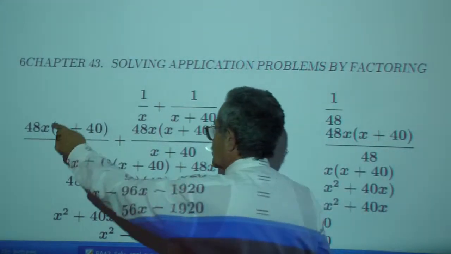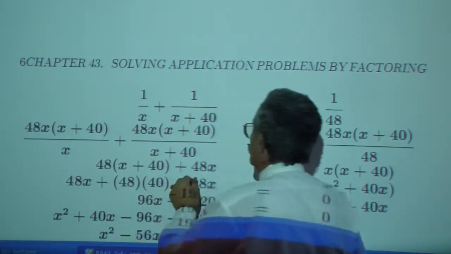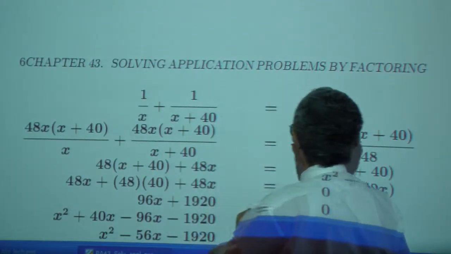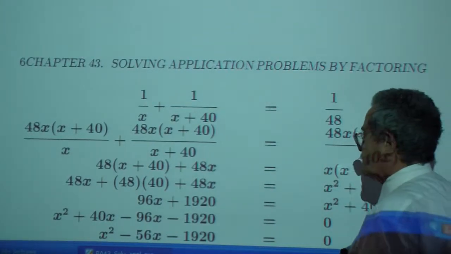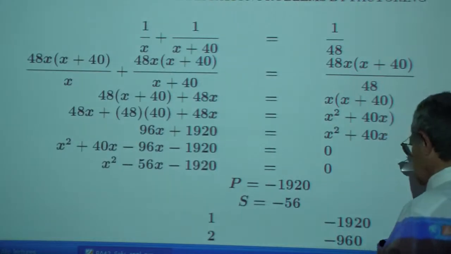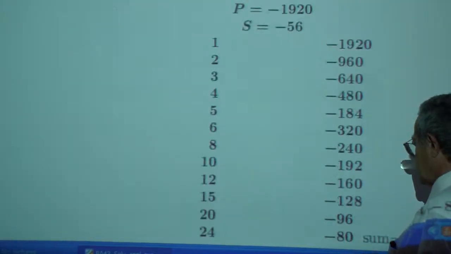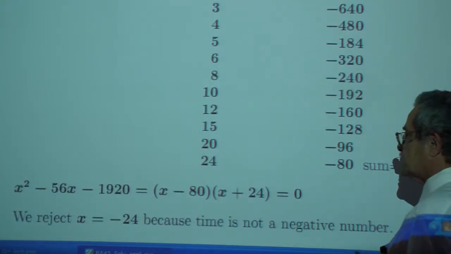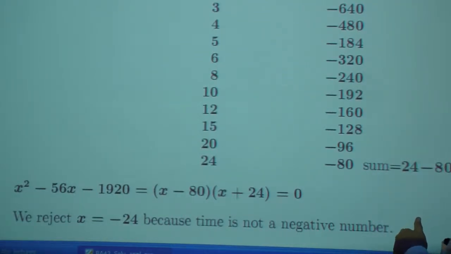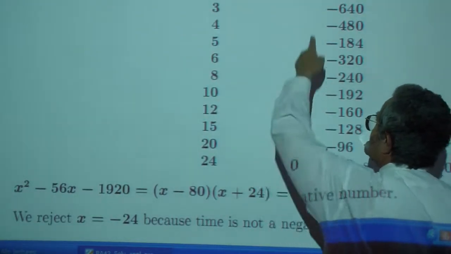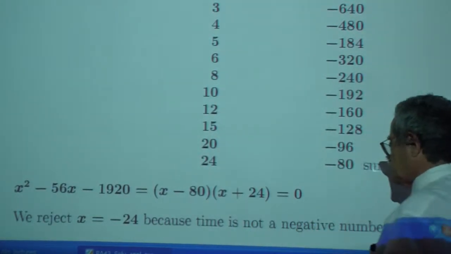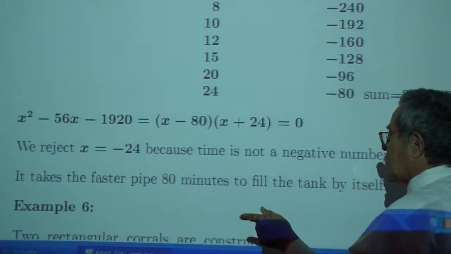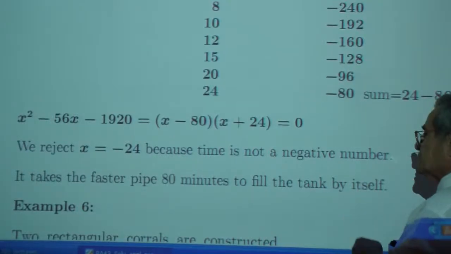Reduce. The x drops out, you get 48 times x plus 40. The x plus 40 drops out, you get 48x. The 48 drops out, you get x times x plus 40. Crank it all the way through, including product sum, and you arrive at the magic numbers, which are 24 and negative 80. So x is 80 or x is negative 24. The faster pipe takes 80 minutes to fill the tank by itself.